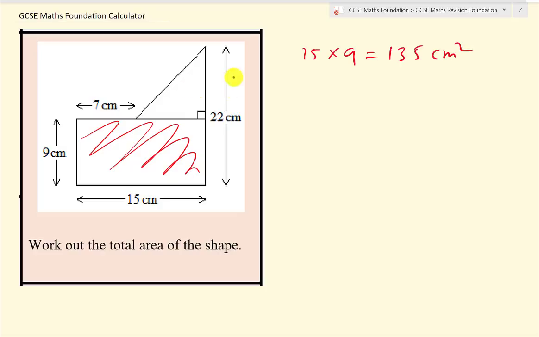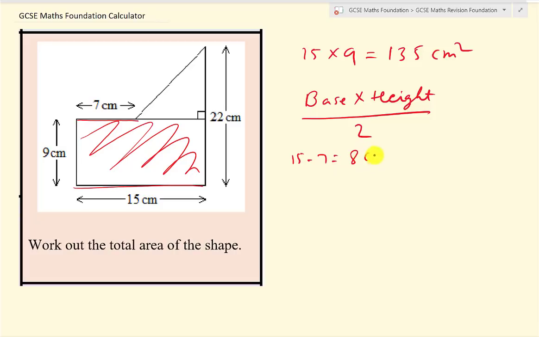Now work out what the area of the triangle is. The problem is we don't have a definite height and base for the triangle. We know that the formula to work out the area of a triangle is base times height divided by 2. Now we don't have a definite base, so we can work out the base using the length of the triangle. All the way here is 15, up to here is 7, so we need to do 15 take away 7, which is 8 centimeters. So the base of the triangle is 8 centimeters.